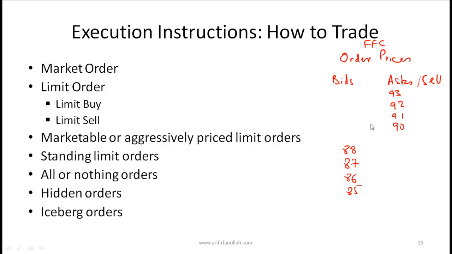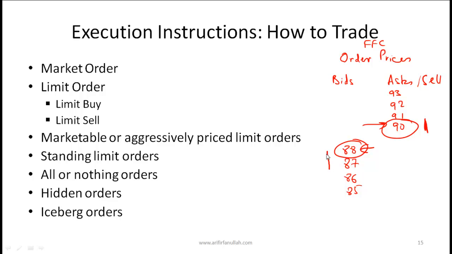In terms of terminology now, the 90 and the 88 are orders that are at the market, because if you notice, the highest bid price and the lowest ask price are the prices that are at the market. Ask orders that are close to 90 are called aggressively priced, and prices that are far away from 90 are less aggressively priced. Bids, the bid at 88 is at the market.